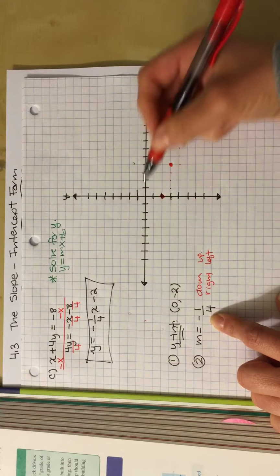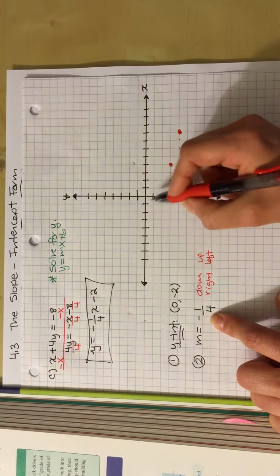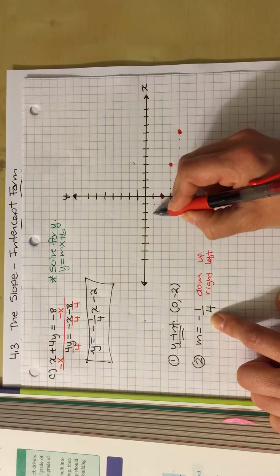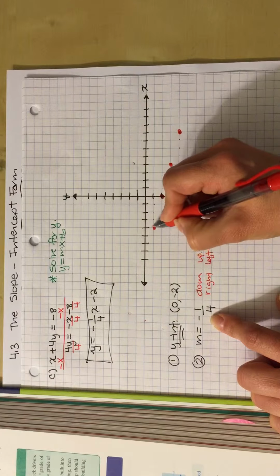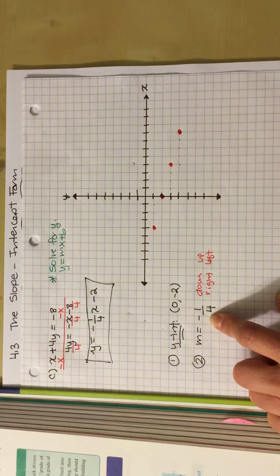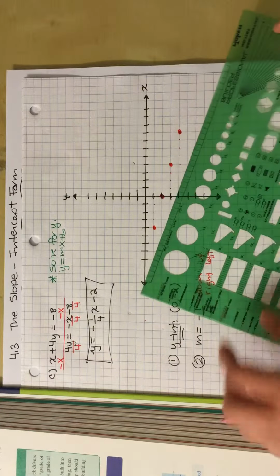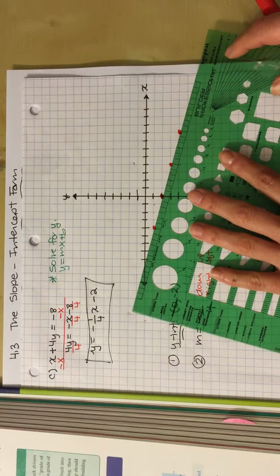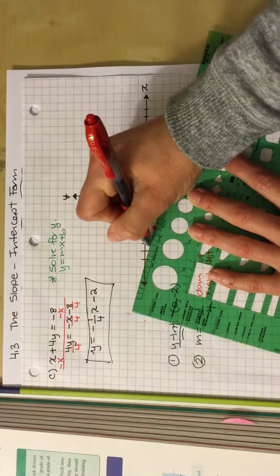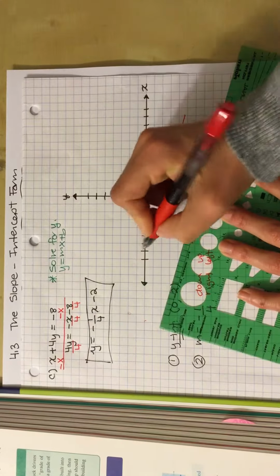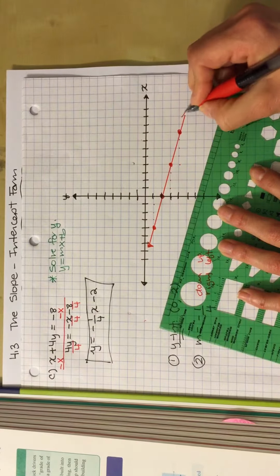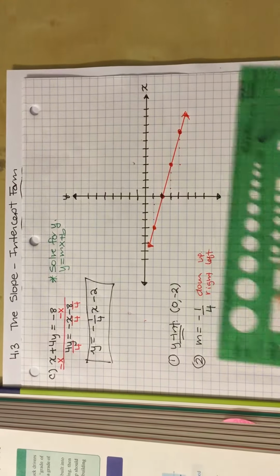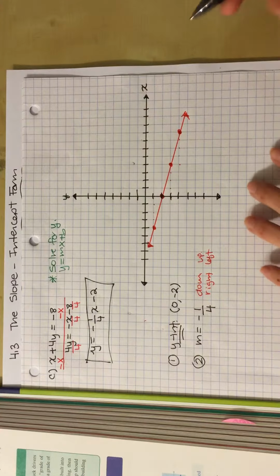Like I said, you can go up 1 to the left 4, up 1, 1, 2, 3, 4. You could do that as well. The points line up. Let's connect them and then just label our points, and then we will be done. Make sure you have arrows at the end of your graph. Okay, quickly label our points.